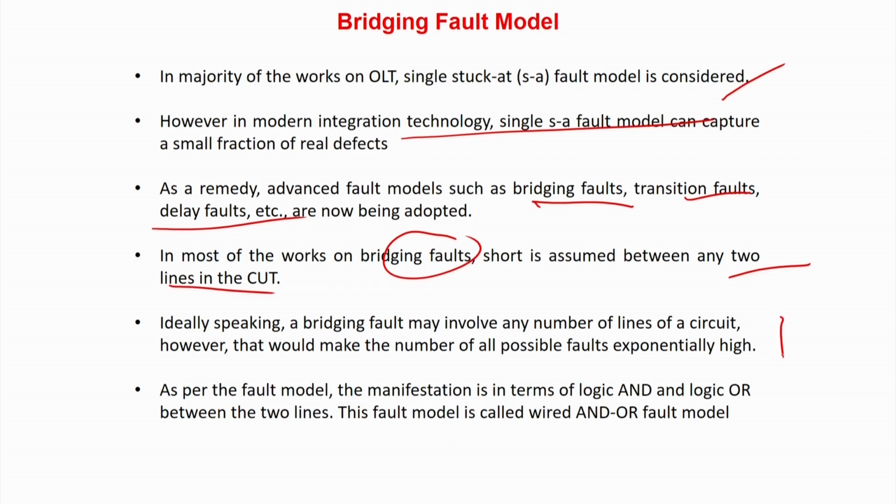Ideally, all lines may be a problem, but that will lead to an exponentially high number of faults. So as per the fault model, they take something called an AND OR logic fault model, the AND OR bridging fault model. They assume that 2 lines are there, and they get coupled. By coupling, the effect is an AND gate or an OR gate. I will give you an example.